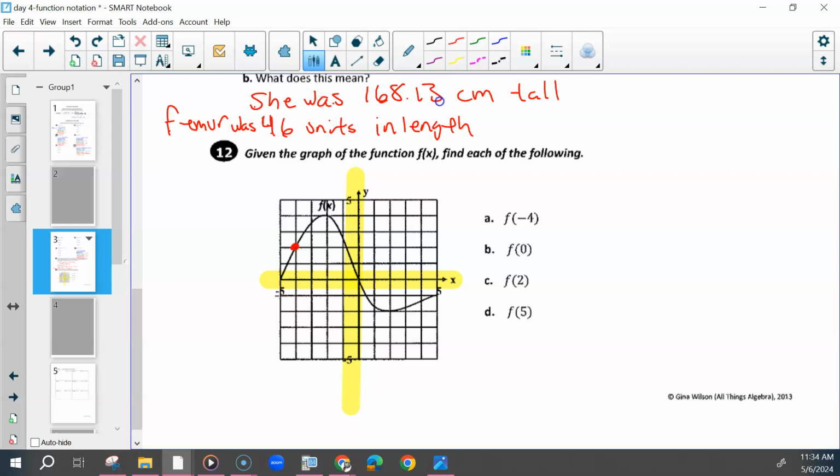What was your y value? 2. And you could just leave it like that, or you could put f of x equals 2. Bless you, my goodness.